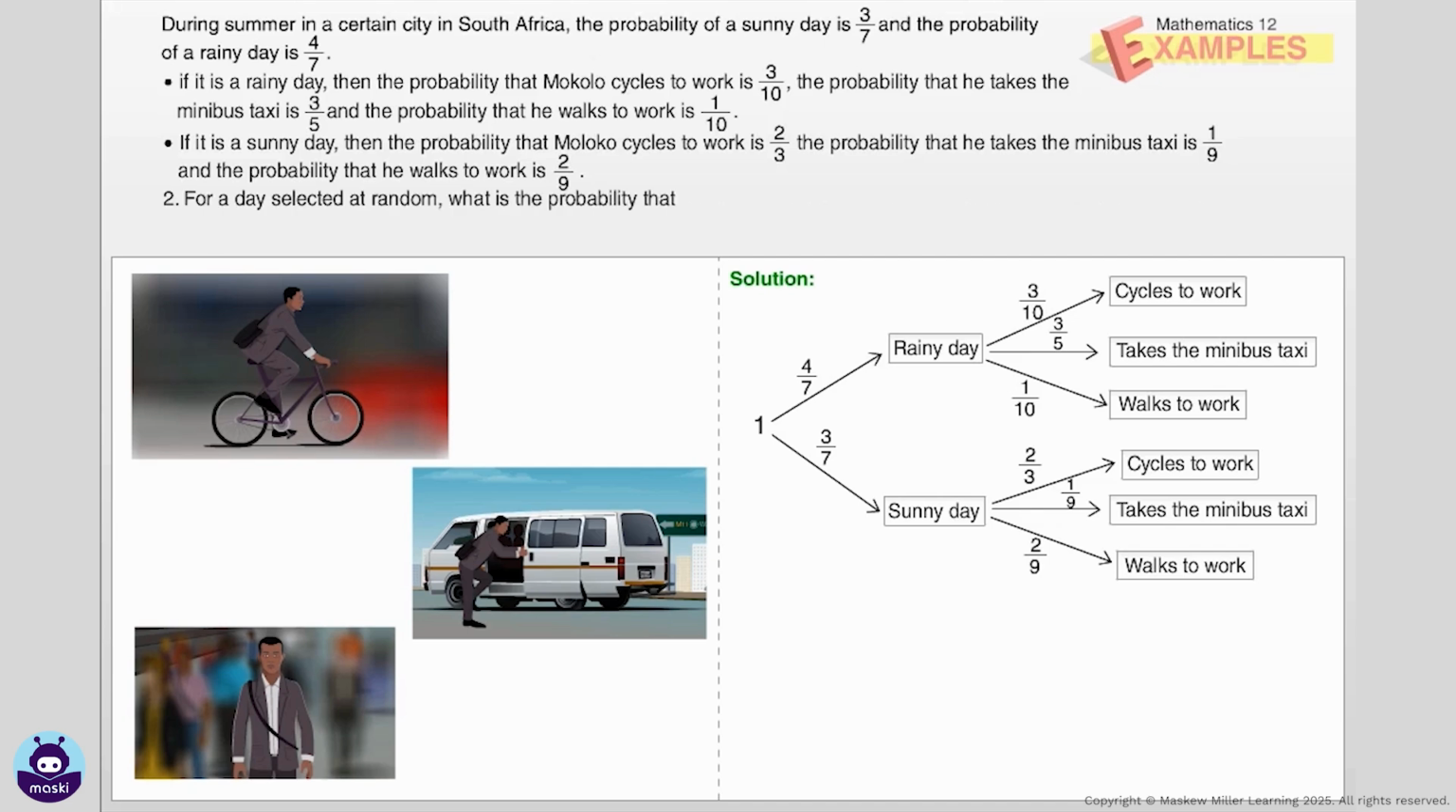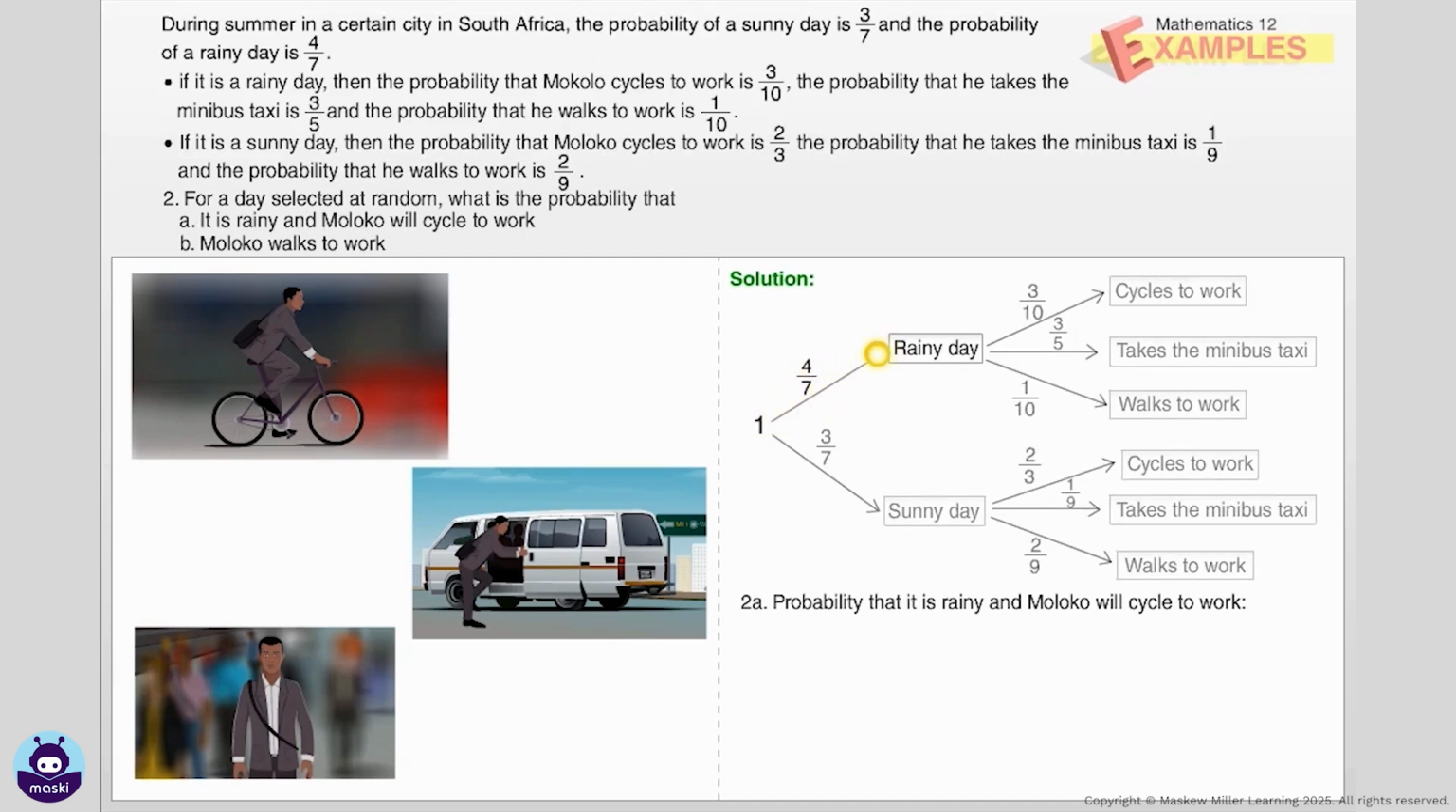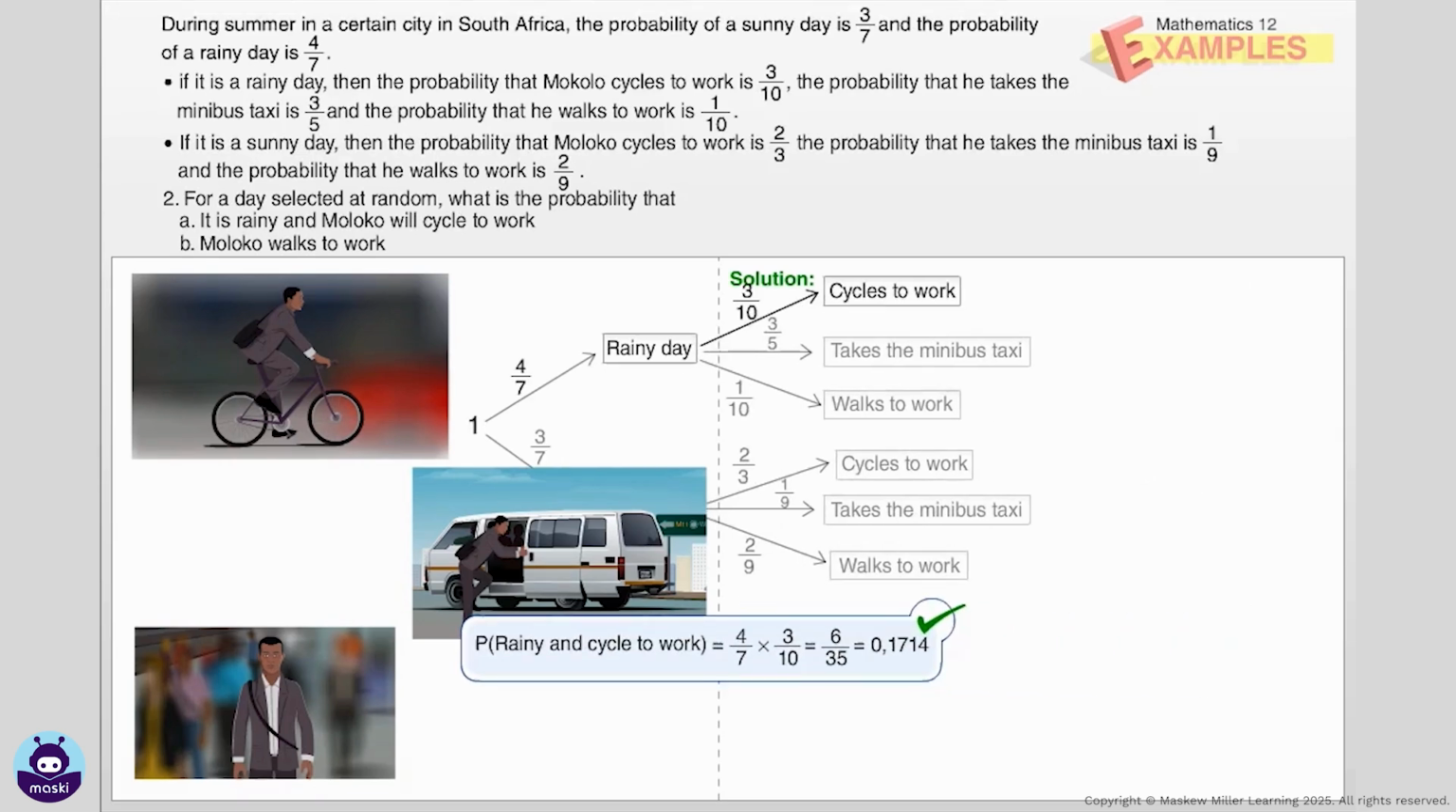For a day selected at random, what is the probability that it is rainy and Moloko will cycle to work? To determine the probability that it is rainy and Moloko will cycle to work, we follow the path of the tree diagram. The probability that it is a rainy day is 4/7. The probability that Moloko will cycle to work, if it is a rainy day, is 3/10. Probability of a rainy day and Moloko cycling to work equals 0,1714.